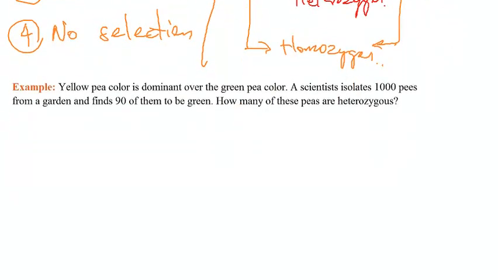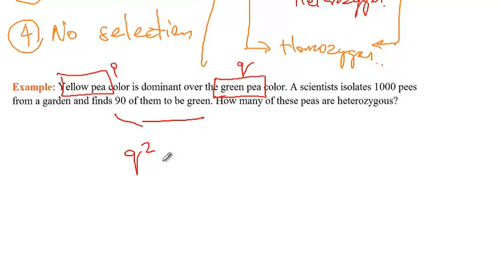So we have a yellow pea color that is dominant over green pea color. So yellow pea color, we show it as, let's say, value P, while we show the green pea color as our recessive allele and show it as Q. And then the scientists isolate 1,000 peas from a garden and find that 90 of them are green. So they already told us that Q2, 90 individuals from 1,000 are Q2. How many of these peas are heterozygous? So it's basically asking how many of these individuals have a PQ genotype. In other words, what's the value for 2PQ?